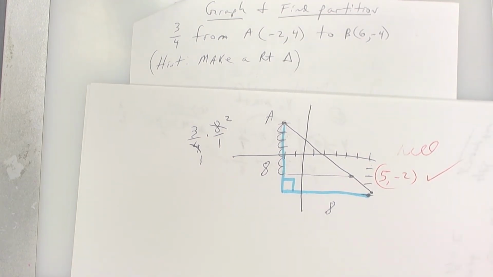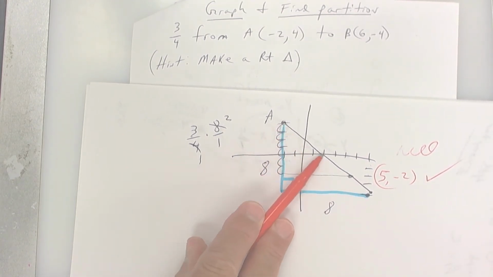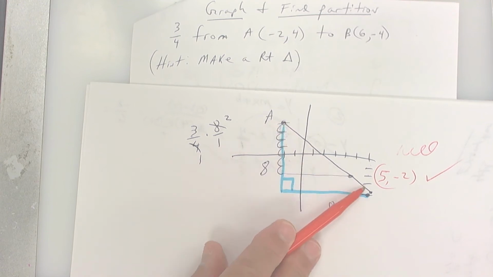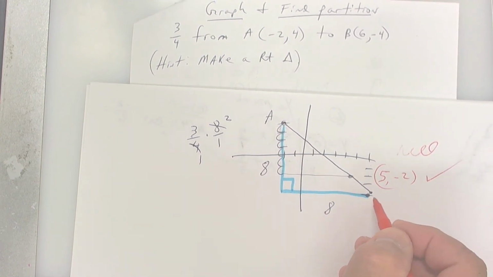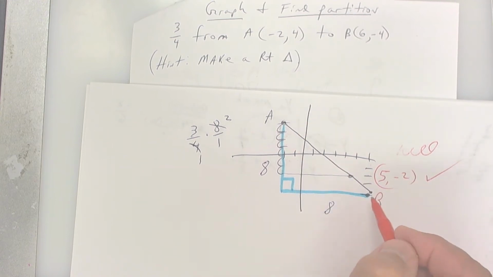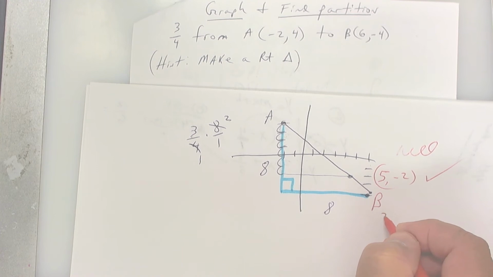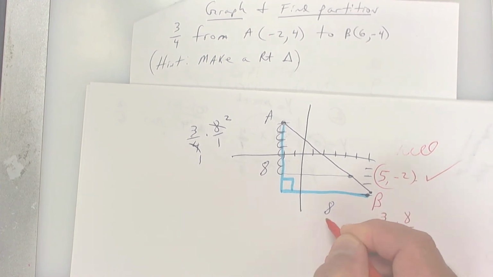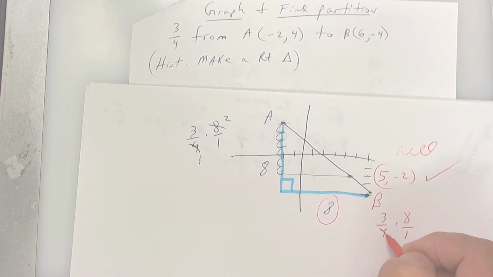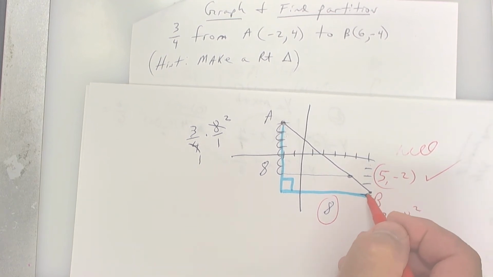Okay? So this point is 3/4 of the way from A to B. Now, if they want it 3/4 of the way from B to A, then you'd have to go this way and then go up. In other words, you would take 3 over 4 times 8 over 1, which is this one. They're both the same. So that gives you 6.